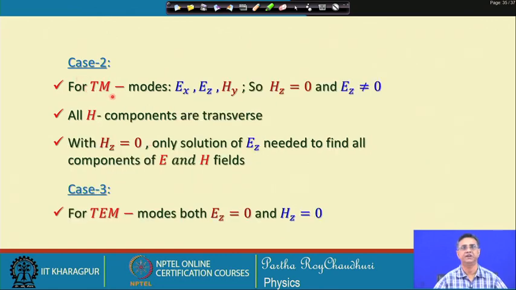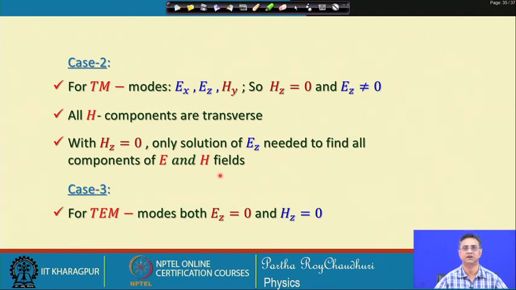For case 2, if you consider the TM modes, in that case these are the field components which constitute the TM modes: Ex, Ez and Hy. So, Hz is equal to 0 obviously, because it is not appearing in these electric field components which constitute these TM modes, and therefore, Ez is not equal to 0. So, all H components are now transverse. Because Hz equal to 0, only the solution of Ez is needed to find all the components of E and H fields.